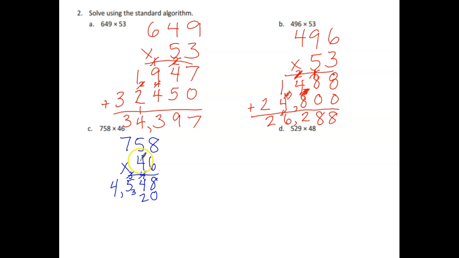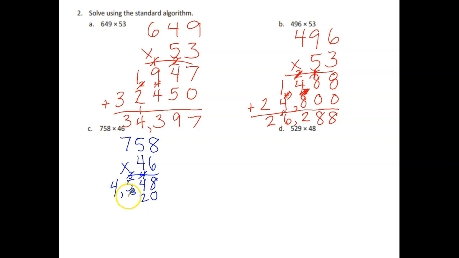my 4 tens times my 5 tens. Well, I know 4 times 5 is 20, but it's going to be 20 tens. 20 tens is the same thing as 200. Can I put 20 tens in here plus my 3 tens? So 20 tens plus 3 tens equals 23 tens.